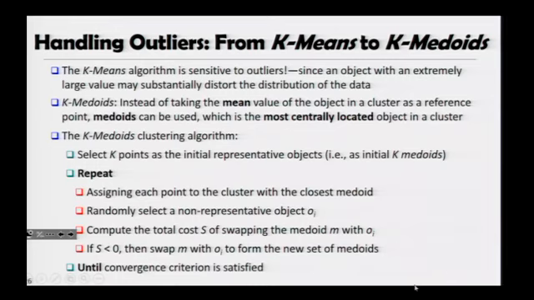then the algorithm basically says yes to this movement, so you can do this swapping. And if the swap cost is actually larger than 0, meaning that it actually increases the error, then the algorithm says no to this movement. So that's how the k-medoid works. And this process will be iteratively done until some convergence criterion is satisfied.